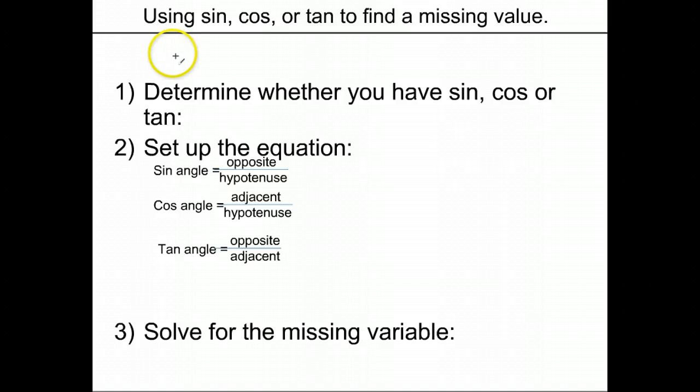If you only know one side or the angle, or you're trying to find the angle, here are the steps we use again. So the first thing we do is look at the figure and decide whether we need to use sine, cosine, or tangent. How do you do that?